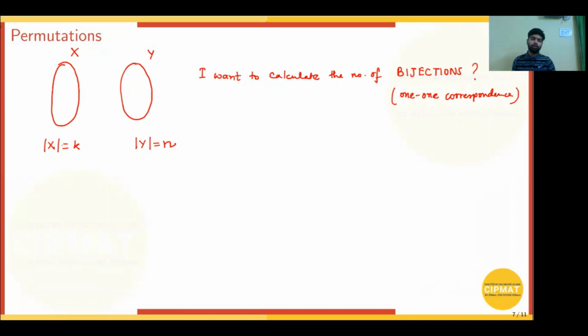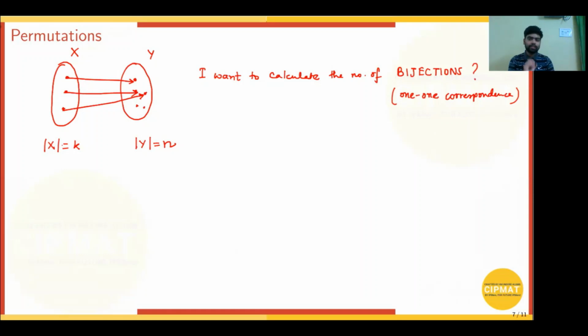If there is a 1-1 correspondence, then I will say that it is a bijection. How do you calculate that? If there are k elements over here and n elements over here, every element should map to some different element. No two elements in X can map to the same element in Y.